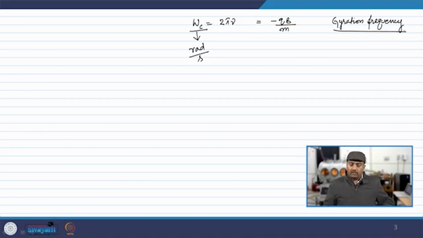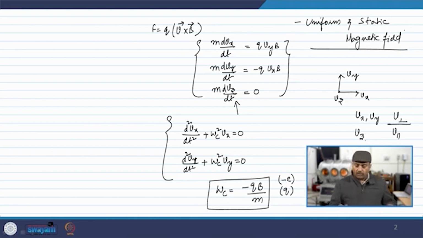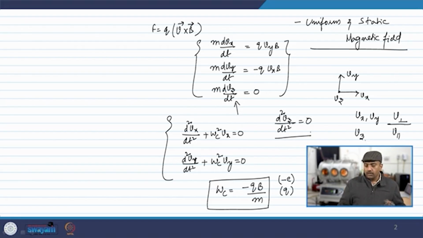Now, one thing is very clear: these two equations, in addition to d square Vz by dt square is equal to 0, right, represent a harmonic motion or a periodic motion, and we can intuitively say that the particle is executing a circular motion with a frequency omega c, right. Now, what is this frequency? Frequency tells you how many rotations the particle does per unit time, right.